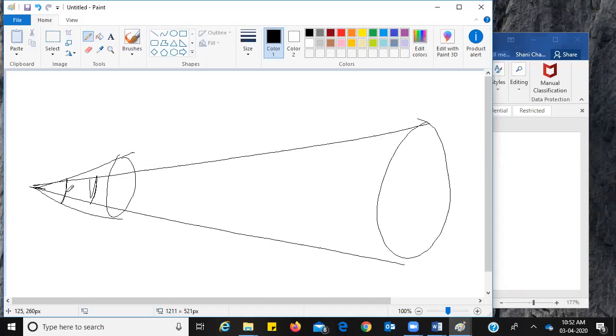I'm waiting for the clarification. Even I don't know if this is okay or not, but this will help you to understand what we are doing in the next part.